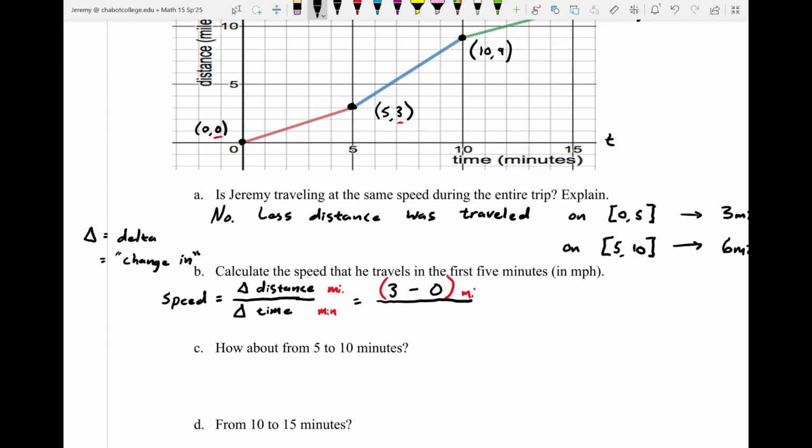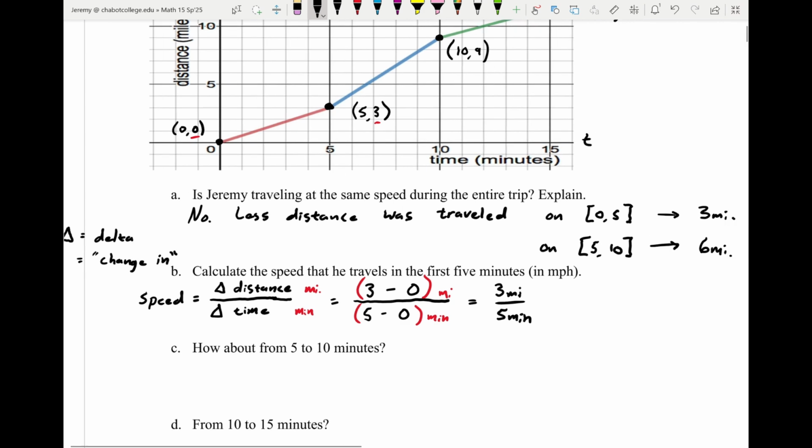All right, and then how about the change in time? That's just going to be the difference in the t coordinates. So that'll be 5 minus 0. And remember, that is measured in minutes. All right, so this simplifies to 3 miles over 5 minutes. And since this represents a rate of change, you might say this is 3 miles per 5 minutes, right? That fraction sign, that division sign, represents the per in the rate of change.